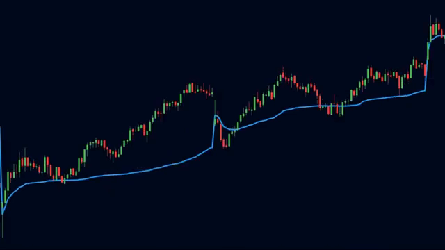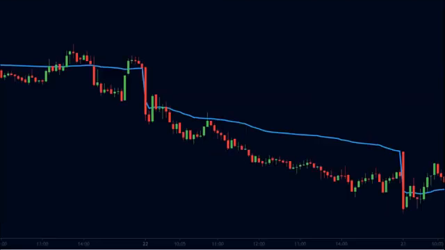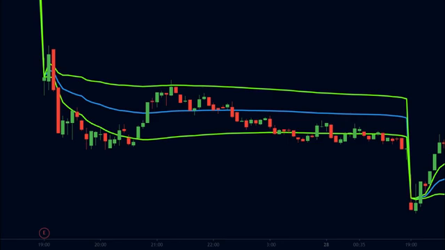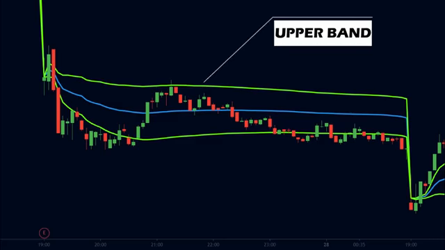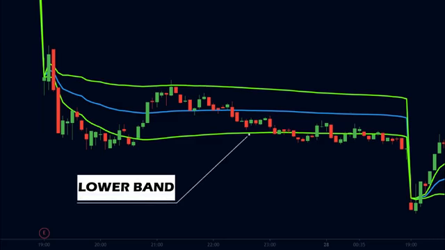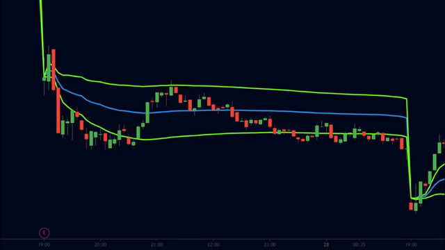Hence, in an uptrend, we can buy the stock when the price pulls back near the VWAP. Similarly, in a downtrend, we can sell when the price pulls back near the VWAP. Some traders also use VWAP with 2-period standard deviation lines. This is how they look. The central line is the VWAP line. The upper line is called the upper band, and the lower line is called the lower band. We can think of these bands as support and resistance areas. This means that the upper band will provide resistance to the price, while the lower band will provide support to the price.